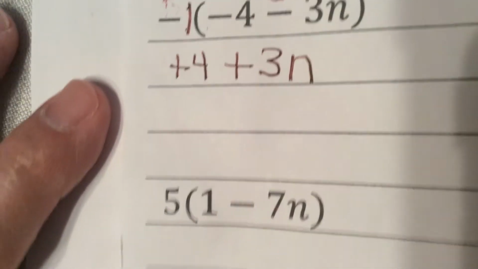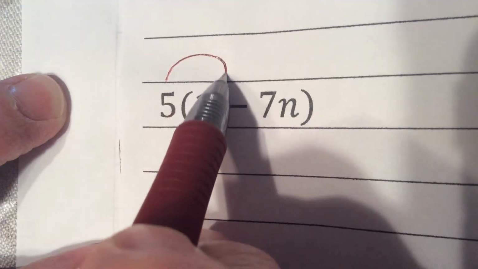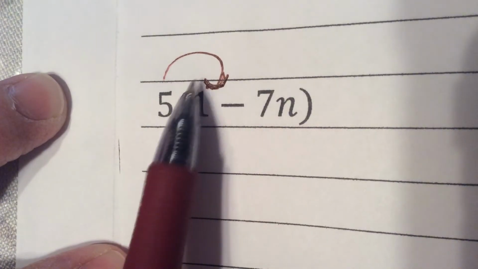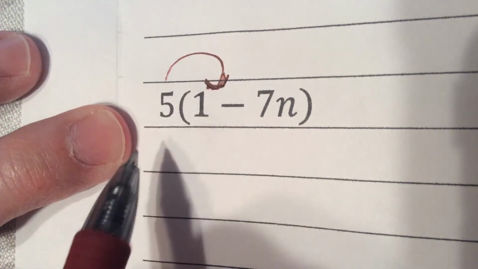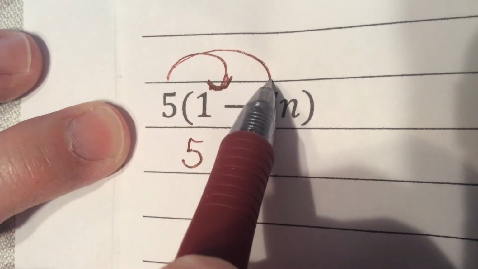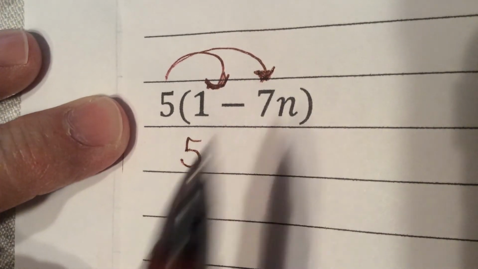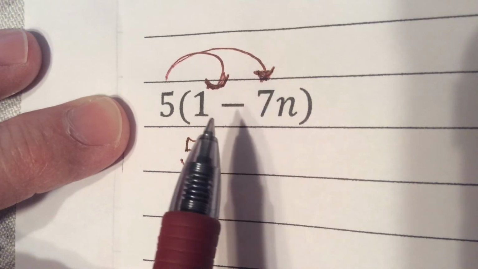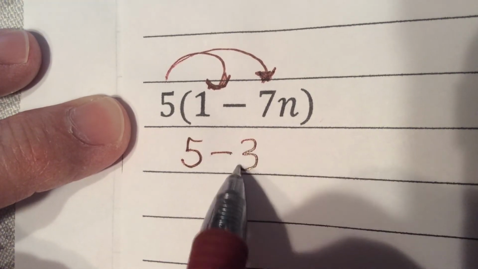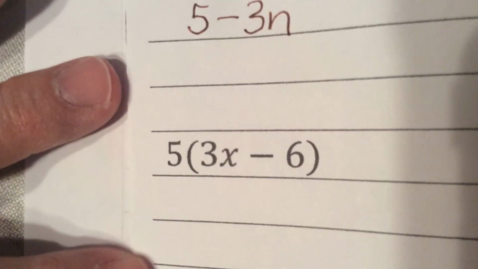Let's go down and try the next one. We're going to take the 5, draw the 5 from this to the first part of this. 5 times 1 is 5. Now we're going to go back and we're going to take 5 times the second term in this distributive property. 5 times a -7n is a -35n.